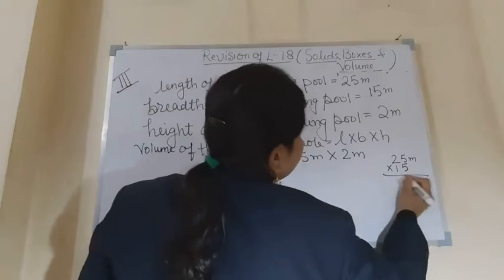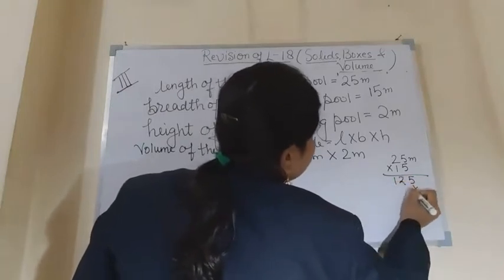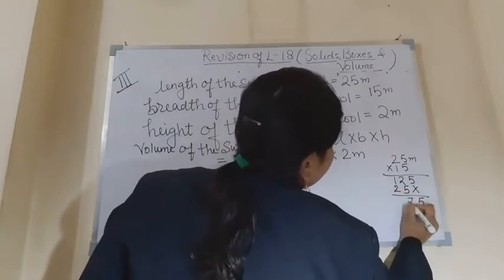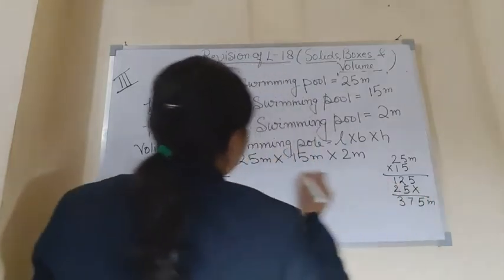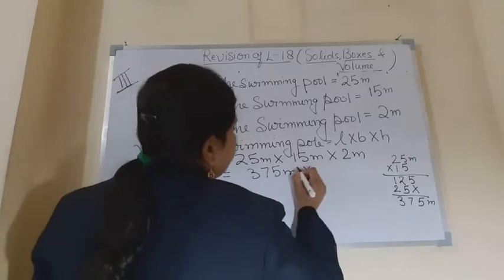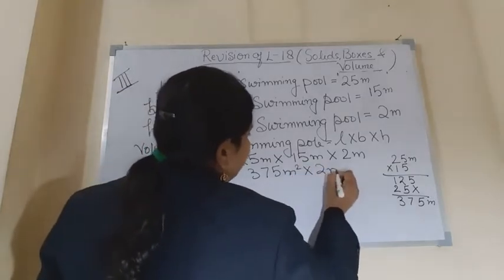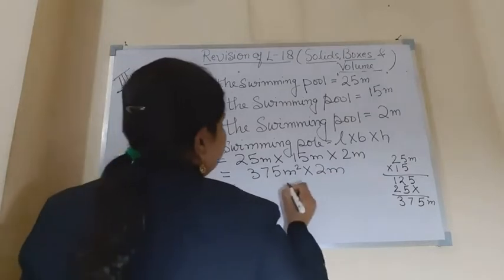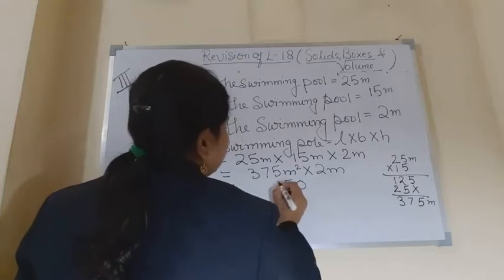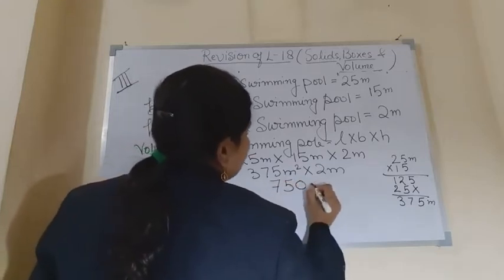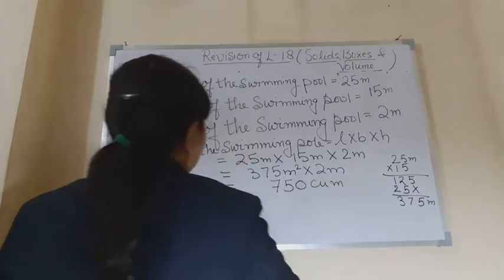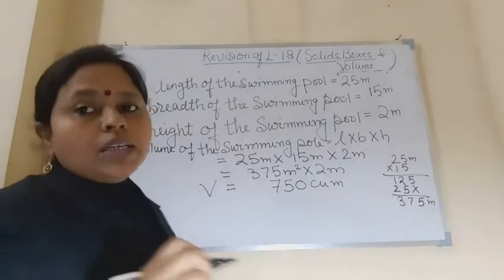So we get 375 meter square, and now multiply it by 2 meter. What do we get? So we get 750 cubic meter. So this is the volume of the swimming pool.